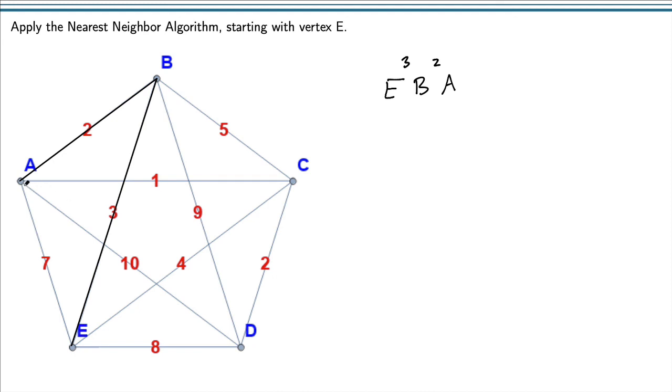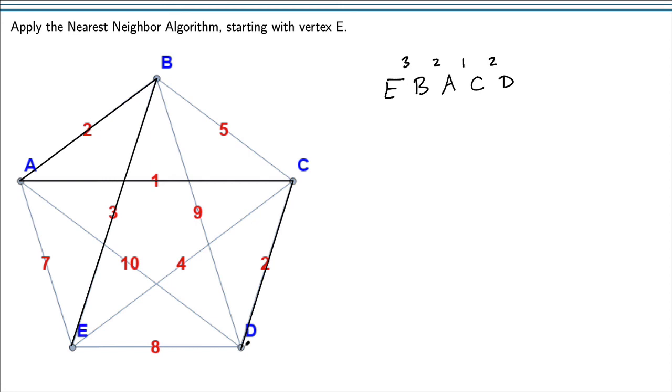All right, now from A, I can't go back to E, I can't go back to B. I take my smallest connection, which is from A to C, which has a connection weight of 1. Now from C, there's actually only one thing I can even go to. I don't even need to look at anything else. There's only one vertex I haven't visited, which is D, so that's where I have to go. So from C, I go down to D. That has a connection edge weight of 2.